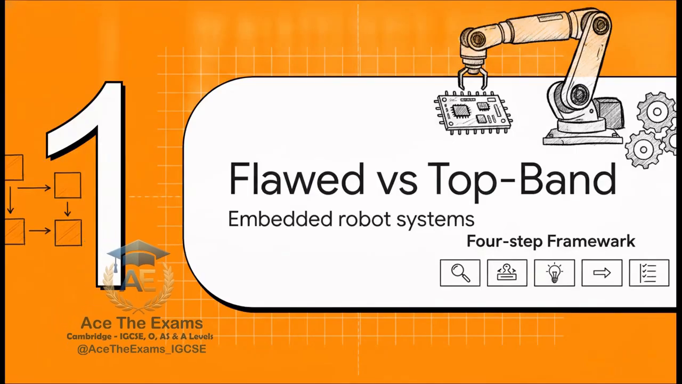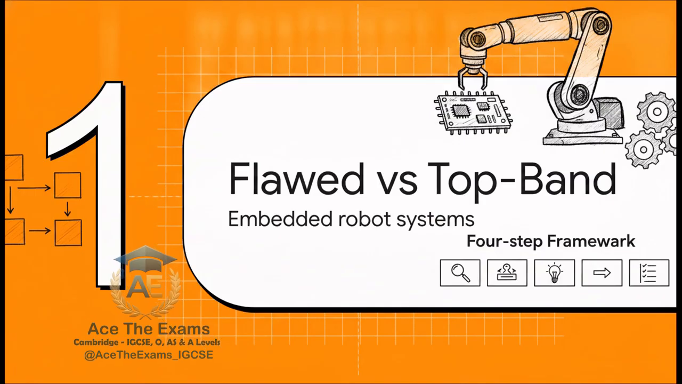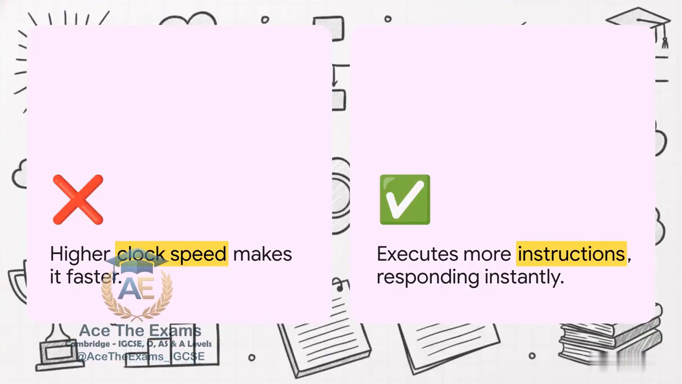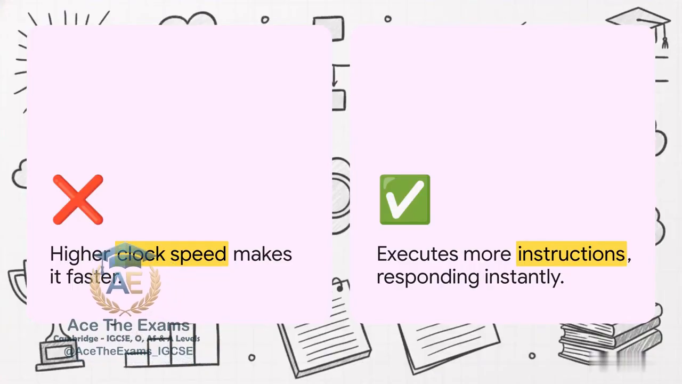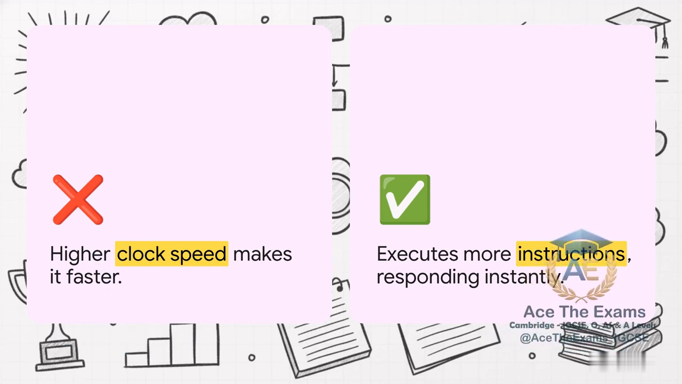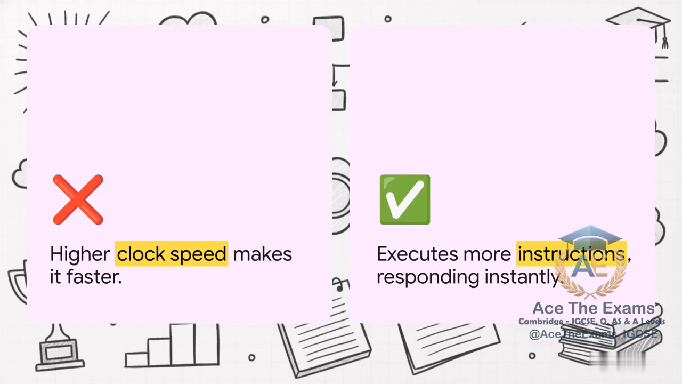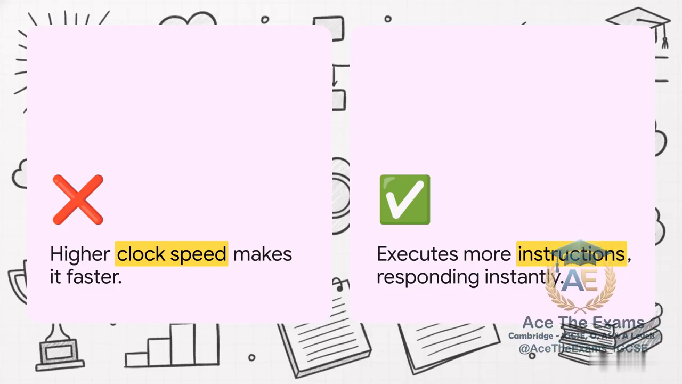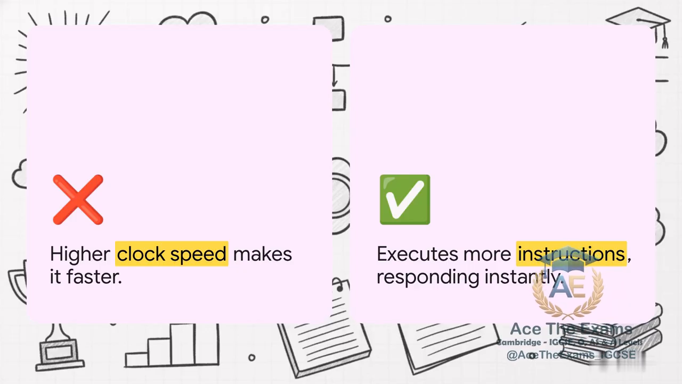Cambridge absolutely loves to test theory inside a practical context, like, say, an embedded system running inside a factory robot. Now, look at the stark contrast here. The flawed answer just says, a higher clock speed makes the robot faster. It's vague, it's generic, and yep, it earns a 0. But look at the top band answer on the right. Higher clock speed allows the robot's embedded system to execute more instructions per second, responding instantly to sensor data. See the difference? It's huge.